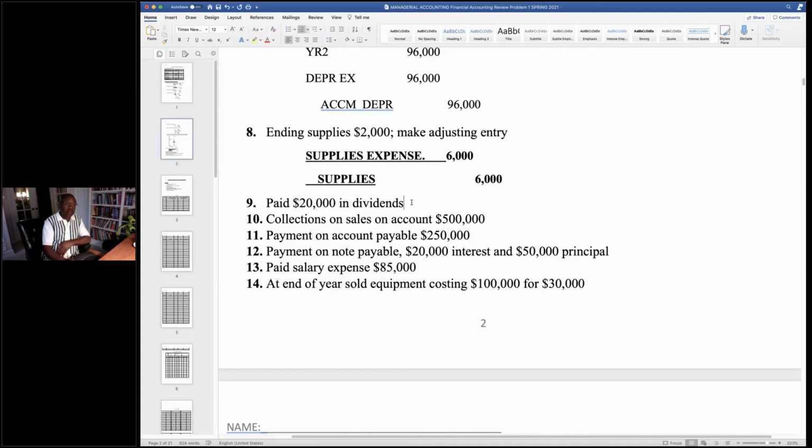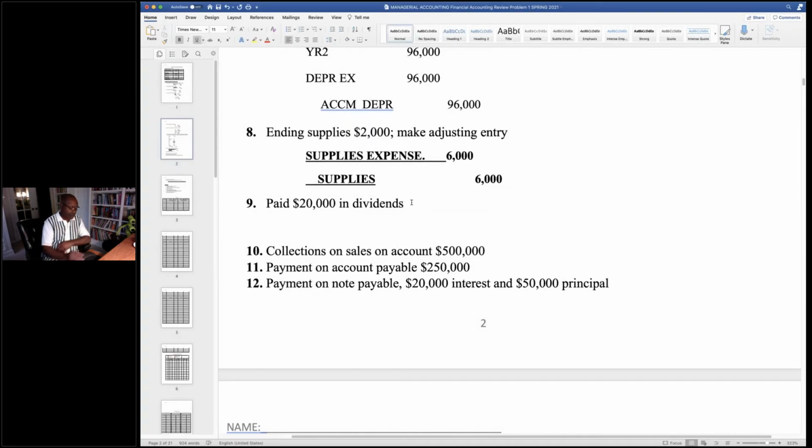Shouldn't need any help for this one. Dividends of 20,000. Debit dividends, credit cash.